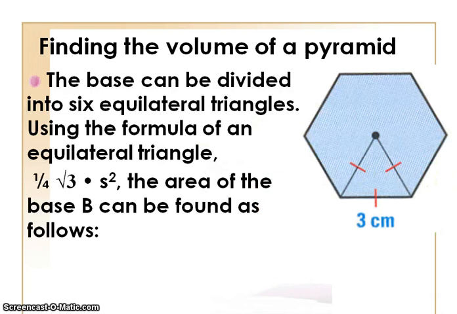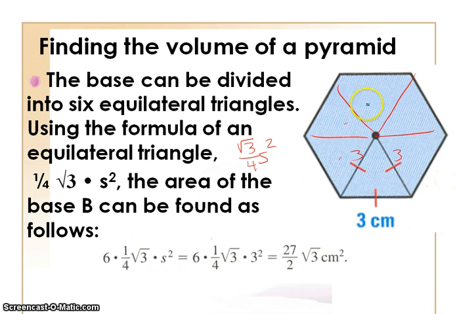All right, since this base can be divided, as we keep doing, into 6 equilateral triangles, we can use that formula, square root of 3 over 4 s squared, to find the area of each of these triangles, and we know that each side is 3. So we have 6 of them, 1, 2, 3, 4, 5, 6. So it's 6 times radical 3 over 4 s squared, which is 6 times radical 3 over 4 times 3 squared, which gives us 27 rad 3 over 2 centimeters squared for the area of this whole hexagonal base.